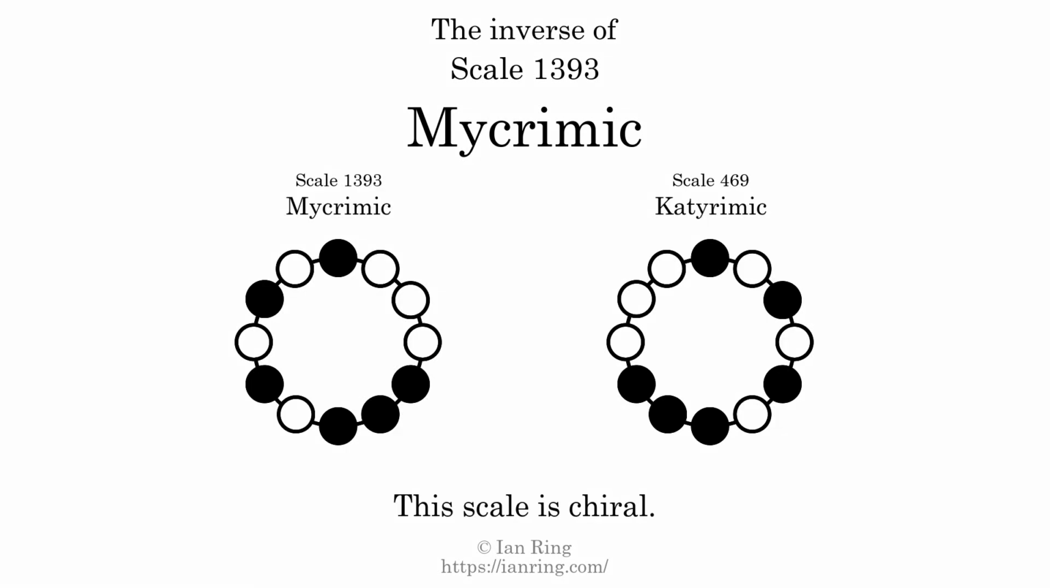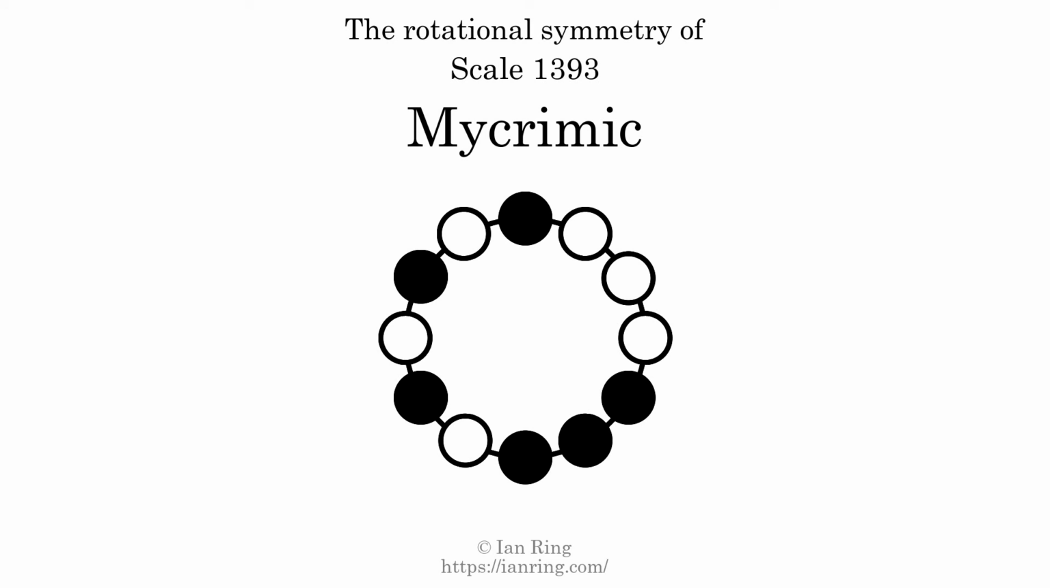The inverse of a scale is a mirror image. It is what you get when the sequence of intervals is reversed. The inverse of this scale is scale 469, also known as catarrhemic. This scale is chiral. It cannot transform into its inverse by rotational transformation. This scale has no rotational symmetry.